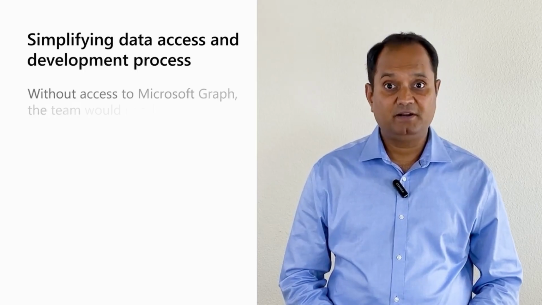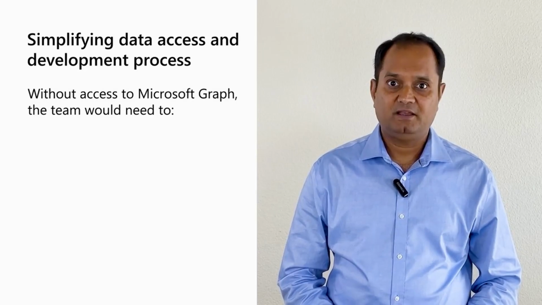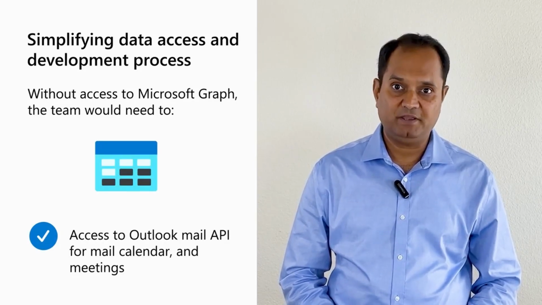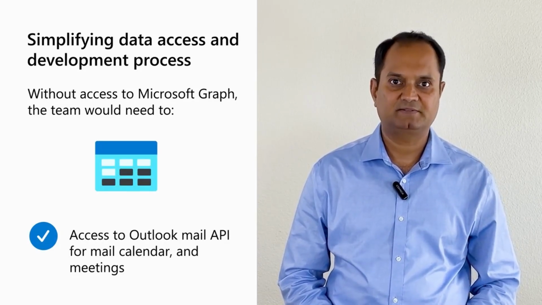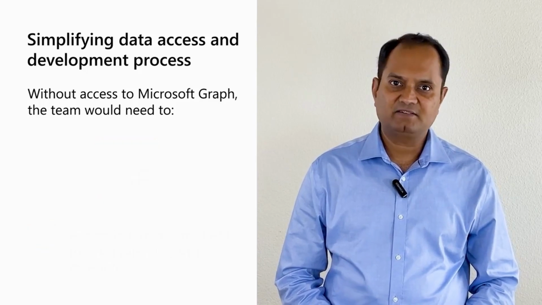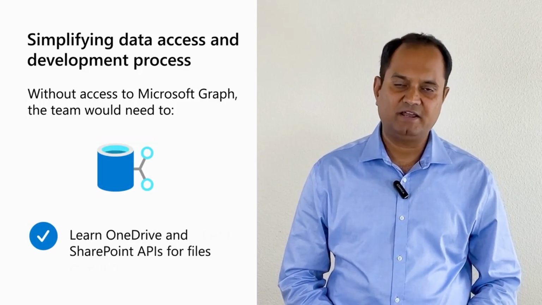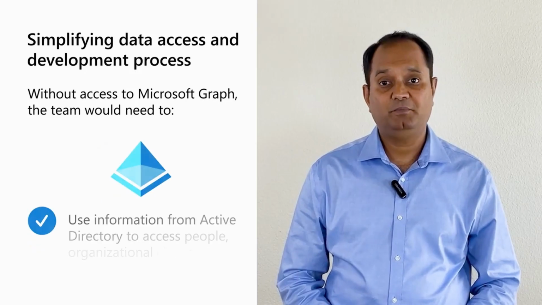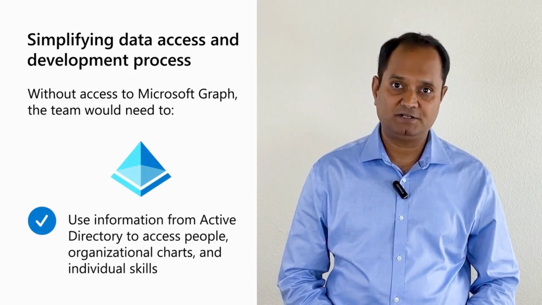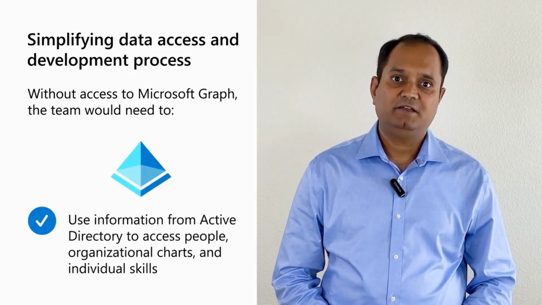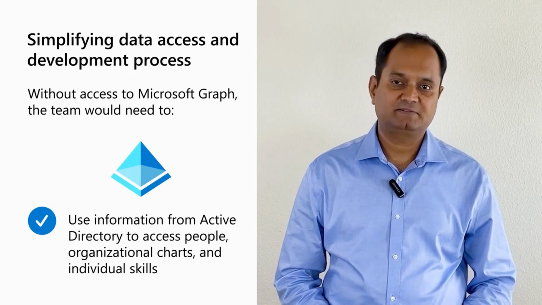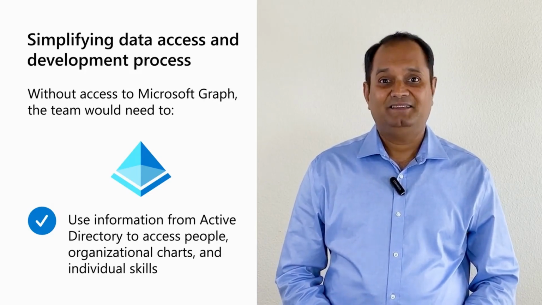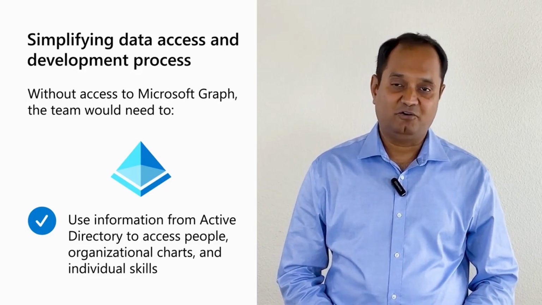Imagine if your development team didn't have access to Microsoft Graph. They would have to learn the Outlook Mail API for mail, calendar, and meetings. To get access to files, they need to learn the OneDrive and SharePoint APIs. And to find information about people in the organizational chart, and the individual skills, they need to use Active Directory queries. Those are a few APIs to keep track of.